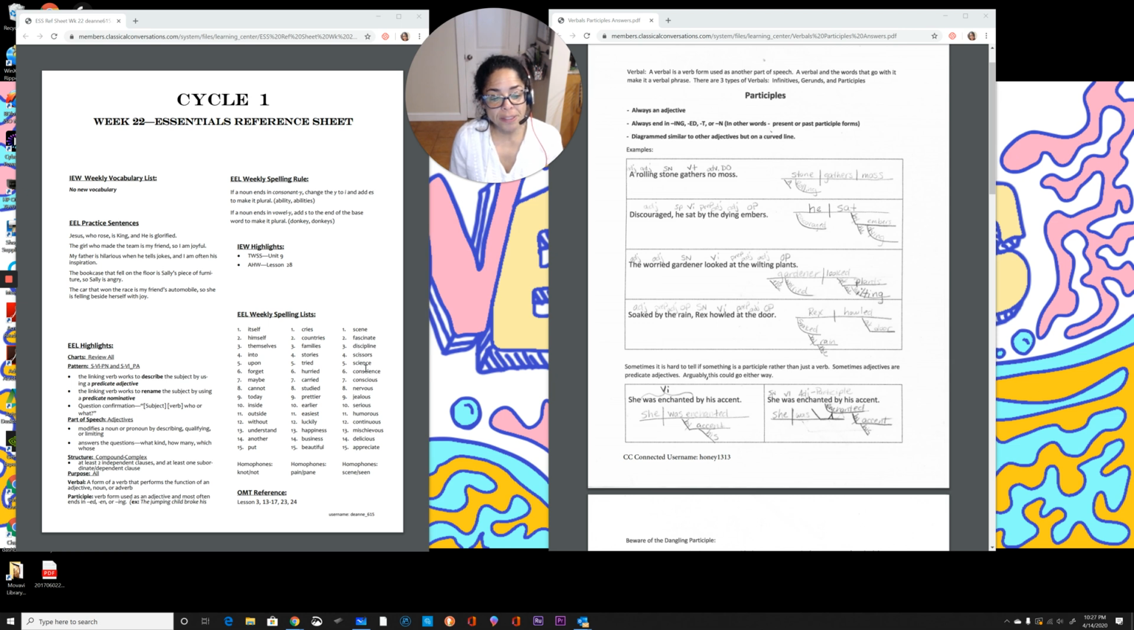So look at how they put enchanted on the stick. She was, and enchanted is the predicate adjective. So interesting. And then underneath the adjective, the prepositional phrase is diagrammed. Those are both correct. So sometimes we get those kind of questions in class and I don't really know the answer, but this is so great that this mom put the answer here.